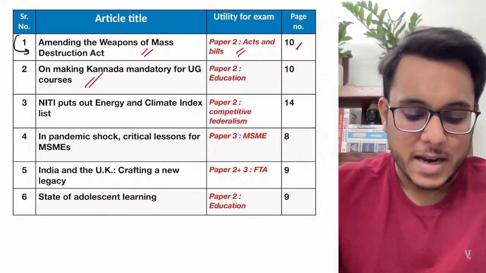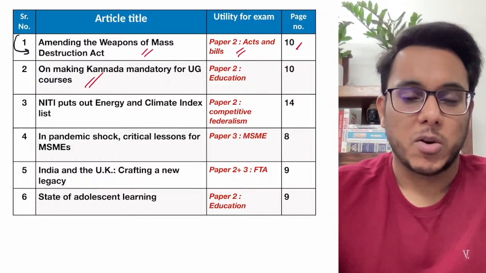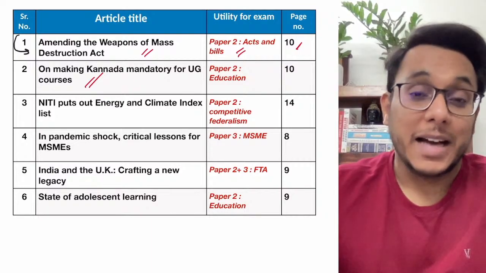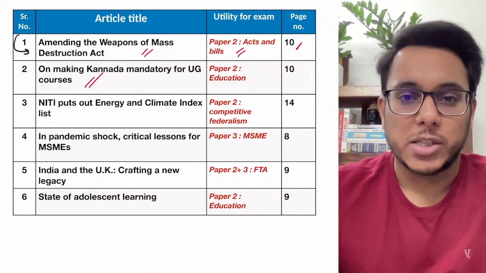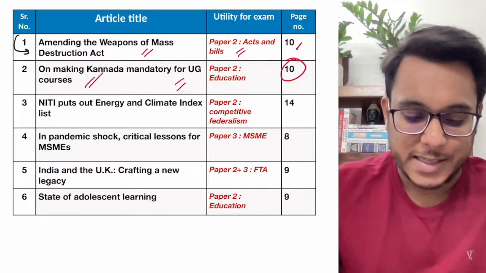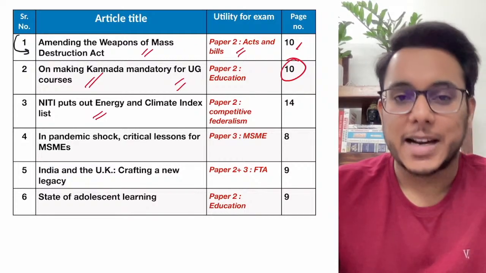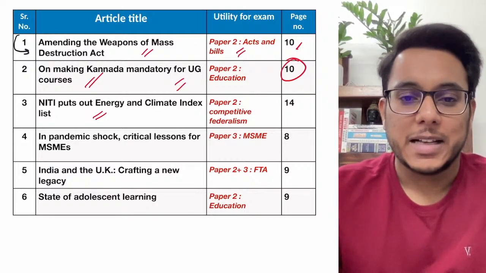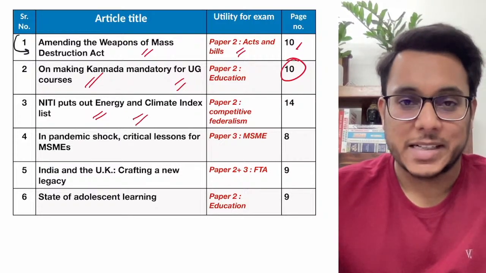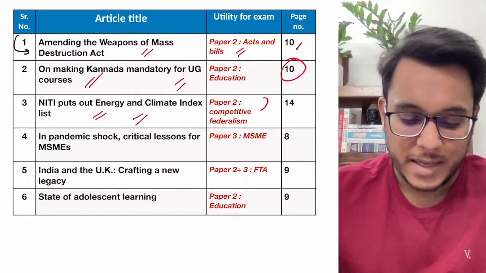Then, on making Kannada mandatory for the UG courses, it is taken from the Text and the Context section, and it will be important with respect to education and whether, under the New Education Policy 2020, such things can be done or not. You can see the page number. Then NITI Aayog puts out the energy and climate index list. We will see what this climate index list is, how the states are being ranked, and it can be seen as an example of competitive federalism. We'll be taking it up.